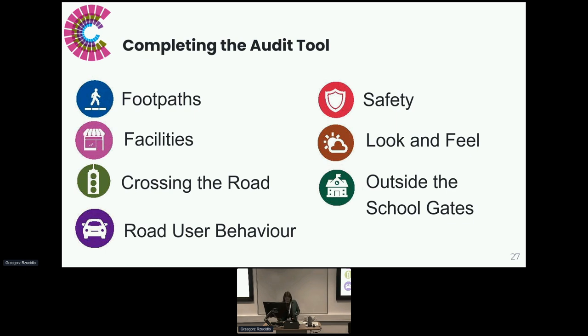During the development of the tool, we carried out a pilot audit in Kilrush that I mentioned at the start. Clare County Council used that report to apply for active travel funding, and they have started to implement the recommendations. And just to give you a taste for how that works, we have a short video now of that audit in Kilrush.